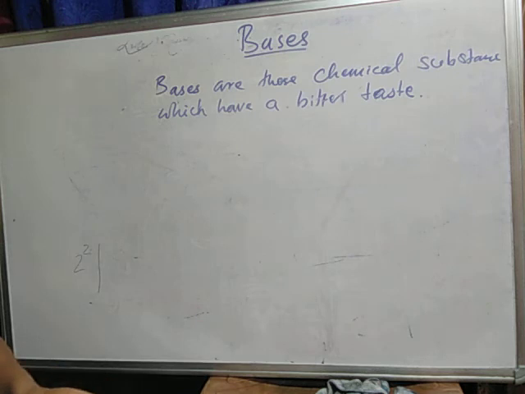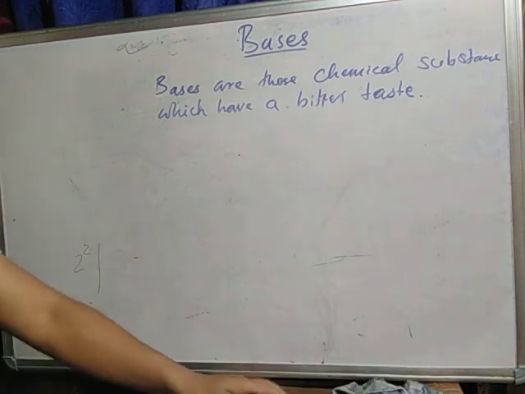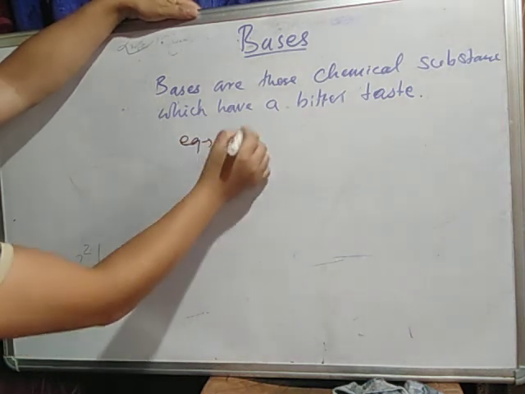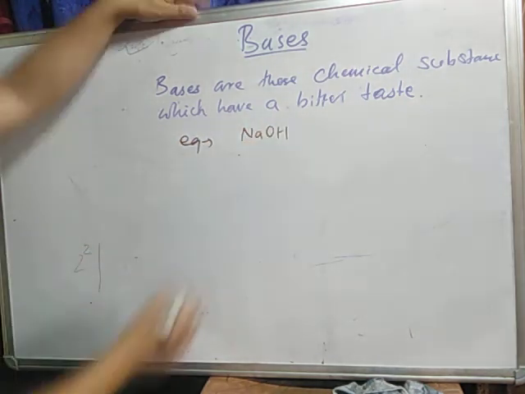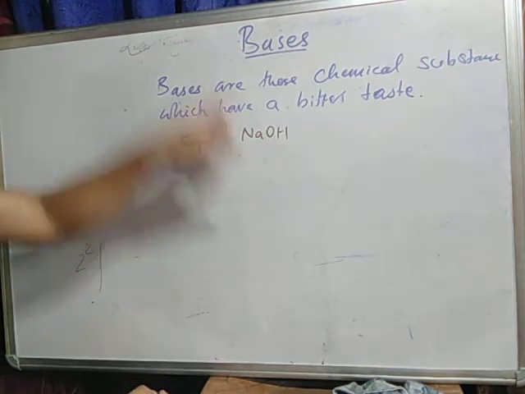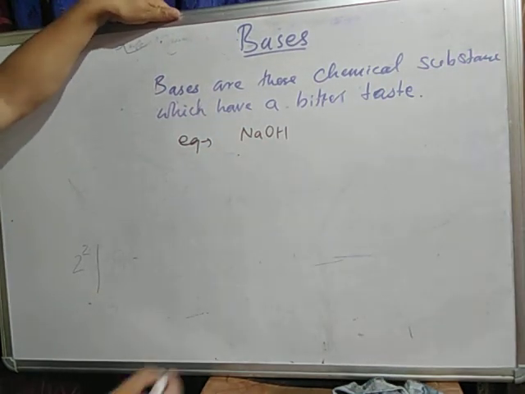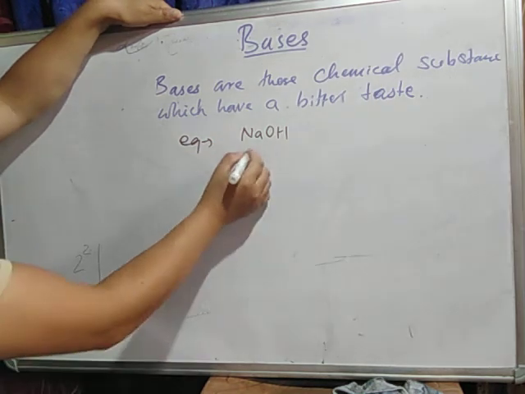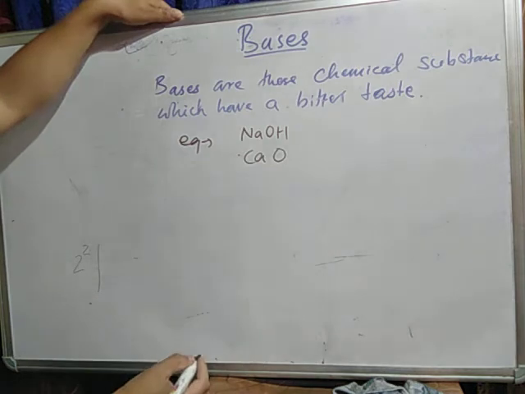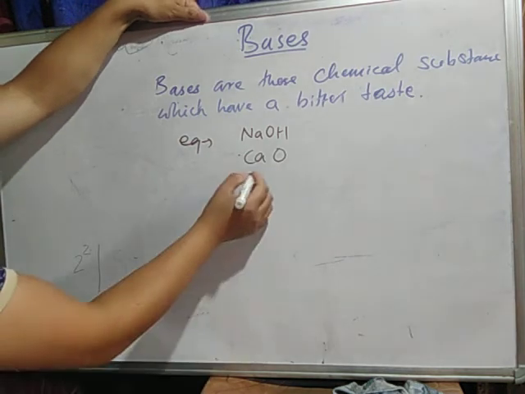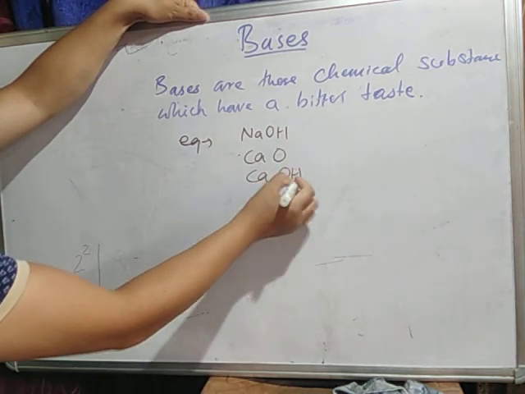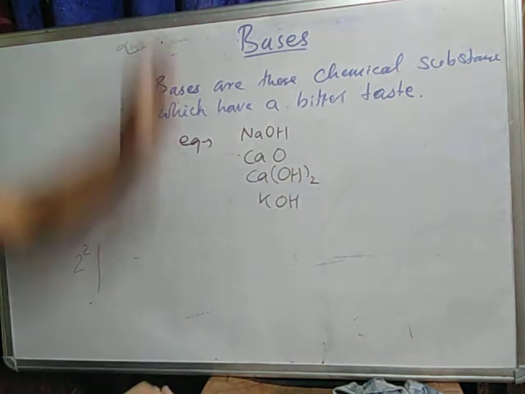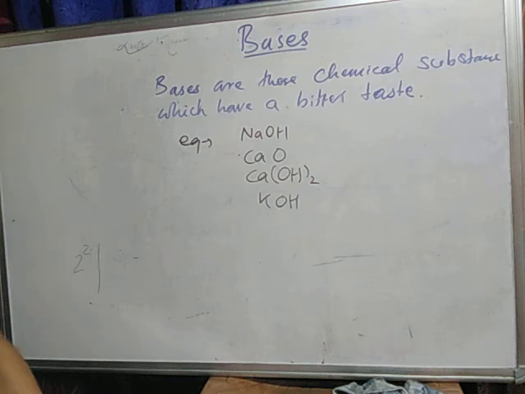So write down example. The first base of your class is sodium hydroxide. Write down example, sodium hydroxide. There are so many bases: calcium oxide or calcium hydroxide, potassium hydroxide. So these are the bases, clear, examples of base.